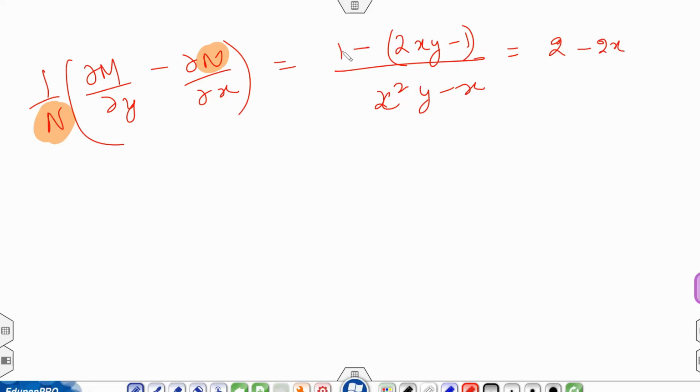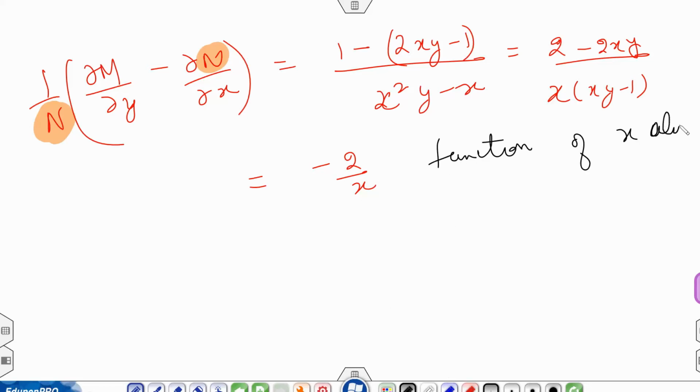So here we can see that this becomes this, and I can take x as common. So xy is equal to this. So finally you can see that you can take 2 common over here with the minus sign, and finally you will be getting this, which is a function of x alone, right? So what will be my integrating factor?